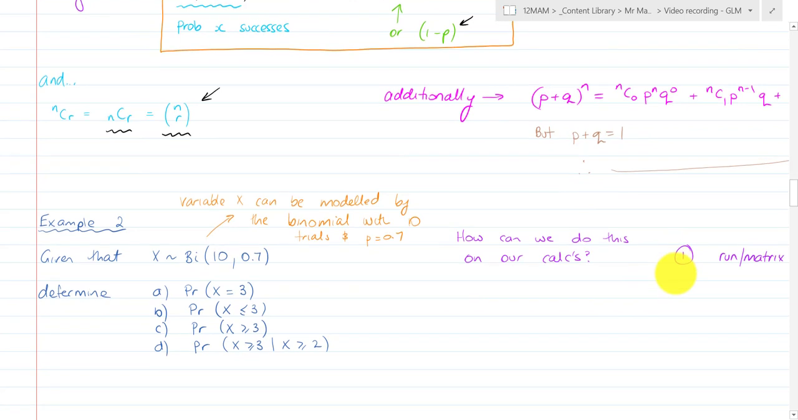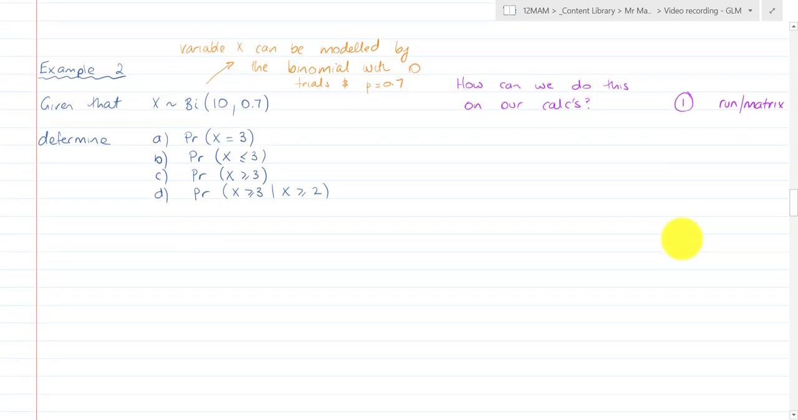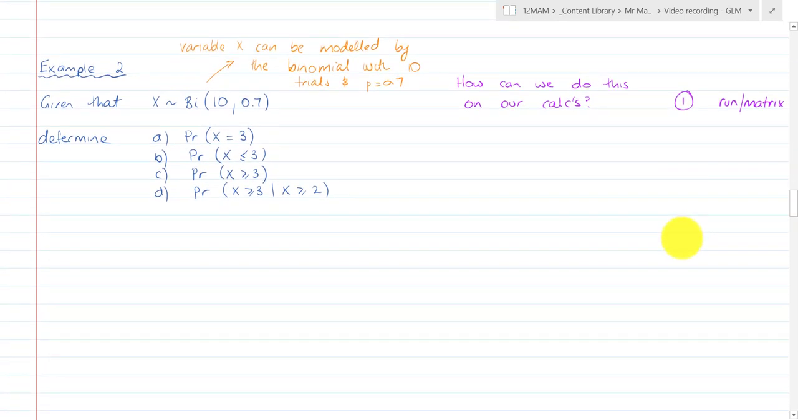Let's have a look at a second example, and this brings about our general way that we set out the theoretical binomial distribution. So you might see it written as X is approximately equal to the binomial distribution where n is 10 and the probability of success p is 0.7. So that's what that means.